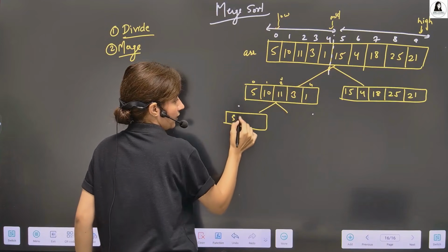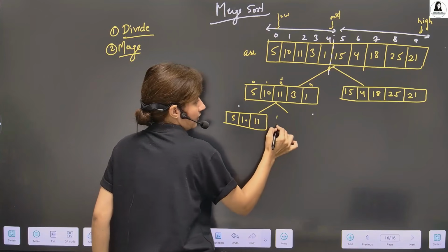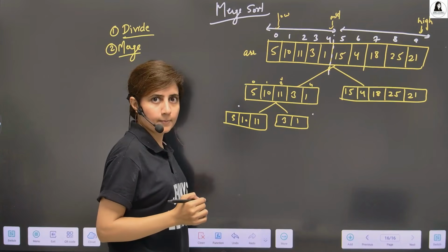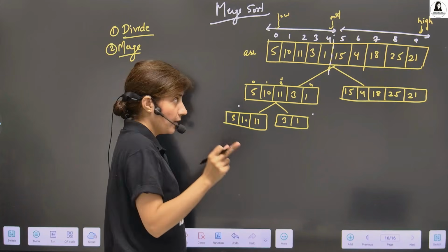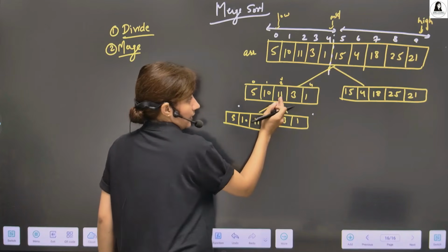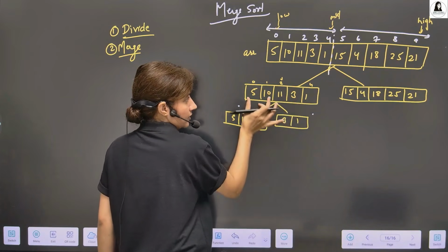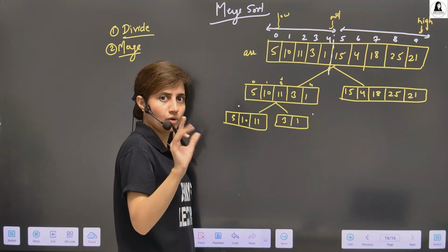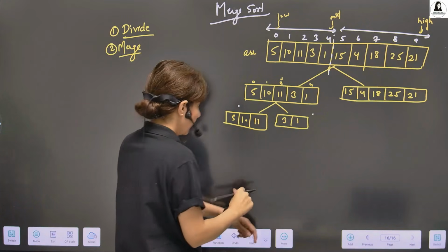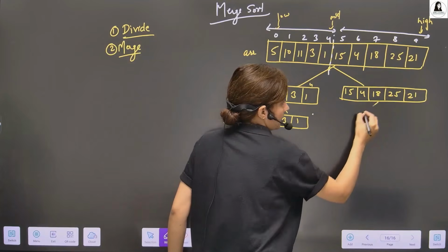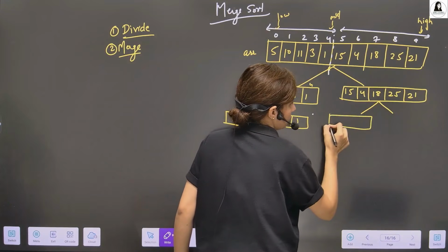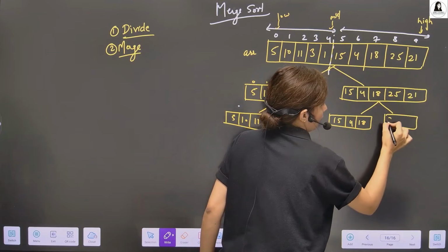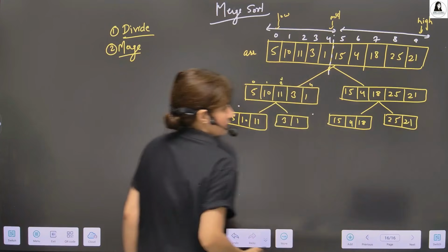So I will take 5, 10, 11 here and 3 and 1 here. Or you can apply your process till mid in this and the rest to here. Left bias or right bias is up to you. It's up to you how you do this. I've divided this. Same, divide this into two halves: 15, 4 and 18 here, and 25 and 21 here.